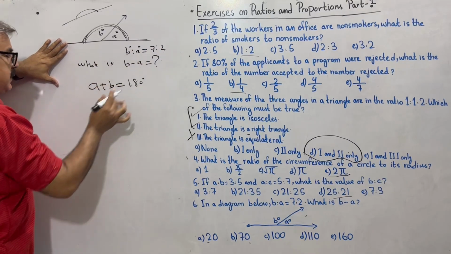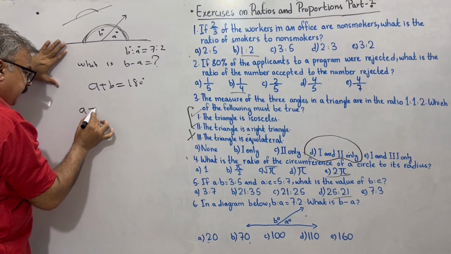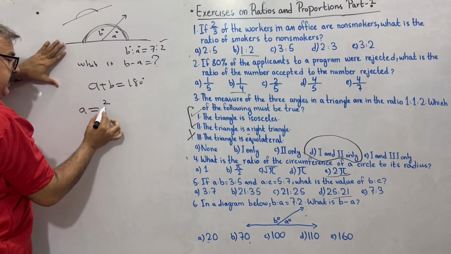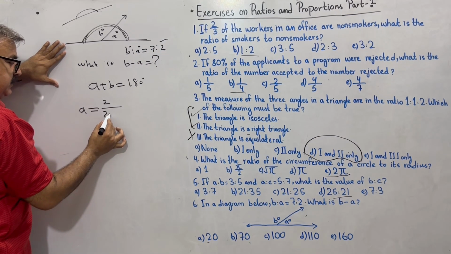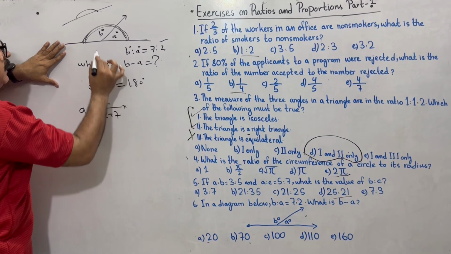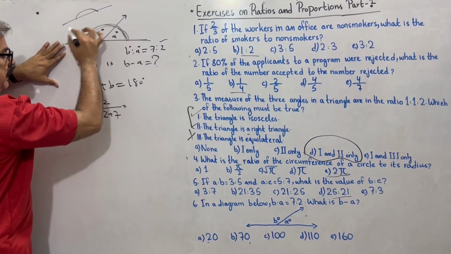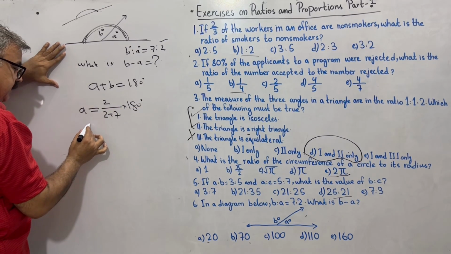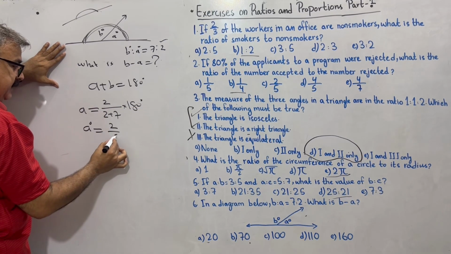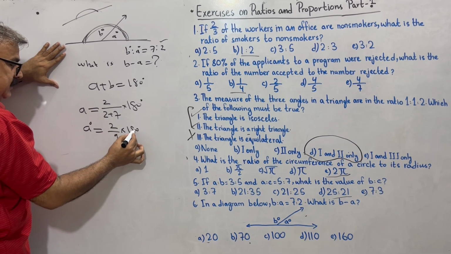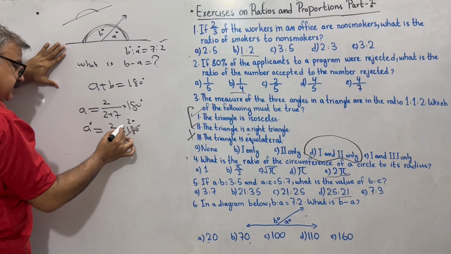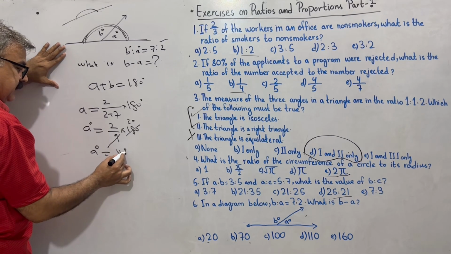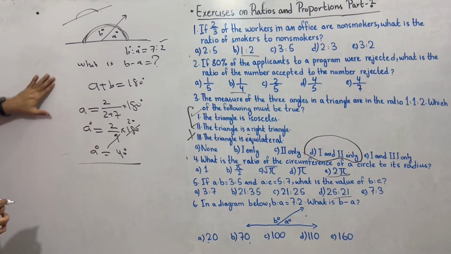I can easily manage the value of A. The corresponding ratio of A is 2. Sum of ratios, 2 plus 7, multiplied by the complete total, which is 180 degrees. So the measure of A is going to be 2 over 9 times 180 degrees. 2 times 20, so A measures 40 degrees.